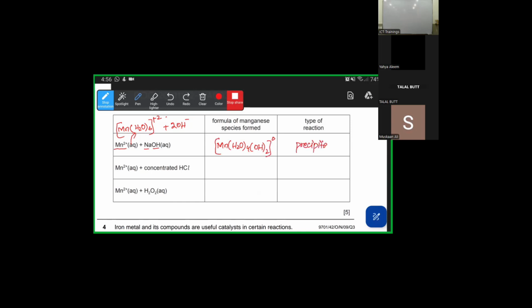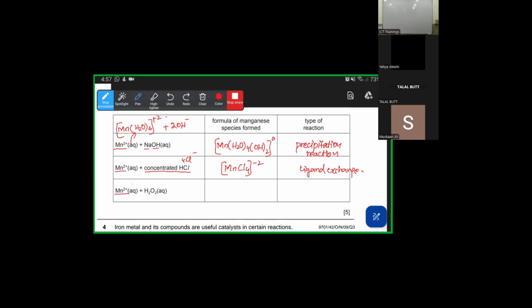Did you get it? Okay guys, if you look up here, Mn2+ and concentrated HCl. This produces the chloride ions. So what would happen? MnCl4 2-. This is the ligand exchange, and this is Mn2+.